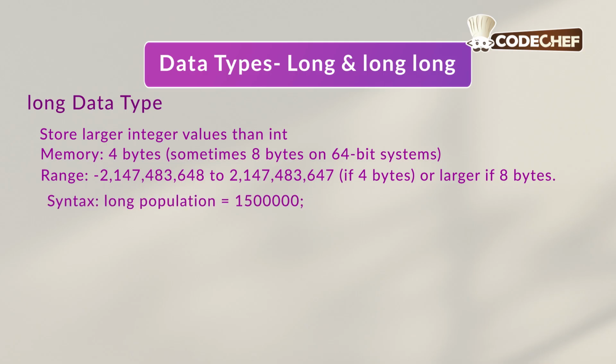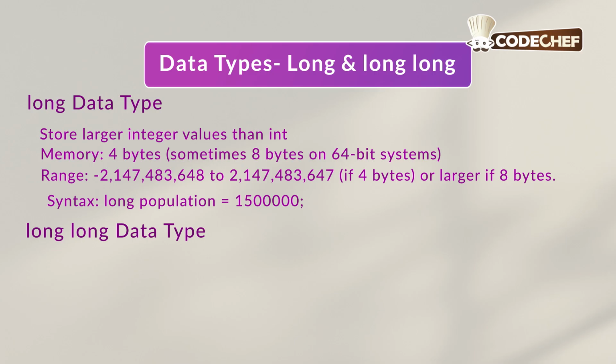Having a look at the syntax, long population = 150000; So here long is the data type, population is the name of the variable, then the assignment operator, and the value that we have assigned to the variable population is 150000, semicolon.